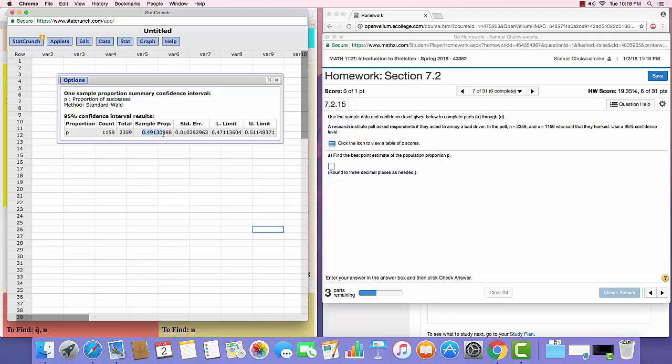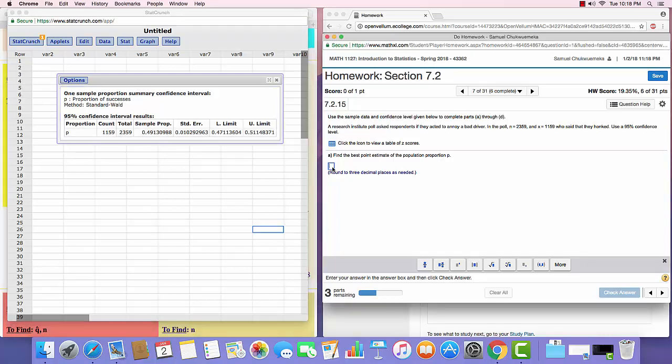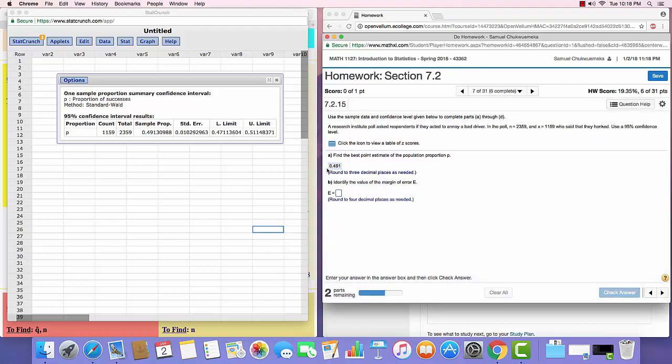Statcrunch provided the sample proportion. There you go. I'm sorry, it did. So this is the sample proportion, which is the best point estimate of the population proportion. So you put 0.491, to 3 decimal places.